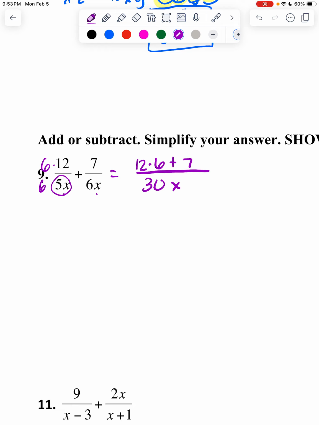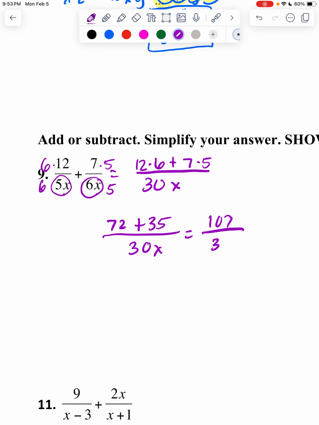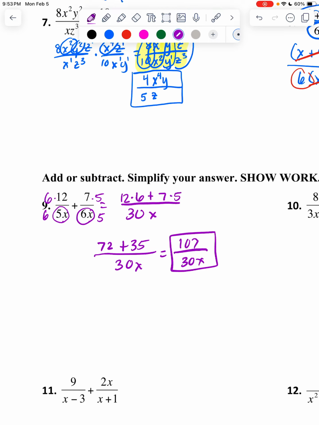Then there's a plus and a 7. To turn 6x into 30x, I'll need to multiply it by 5. So I do the same to the top. So I have a common denominator now of 30x. 12 times 6 is 72, I hope, plus 35. And now those are both just numbers, so I'm going to get 107 over 30x. I can check on my calculator to see if that reduces, but I don't believe it does.